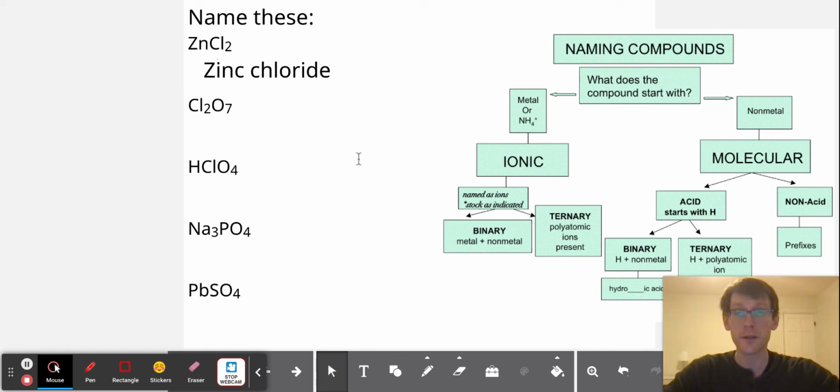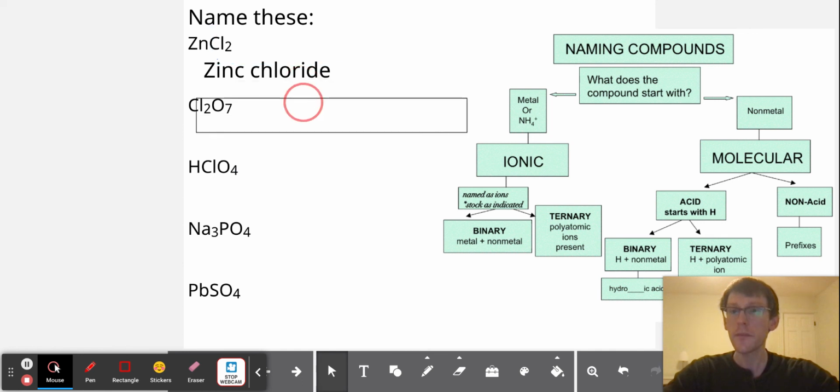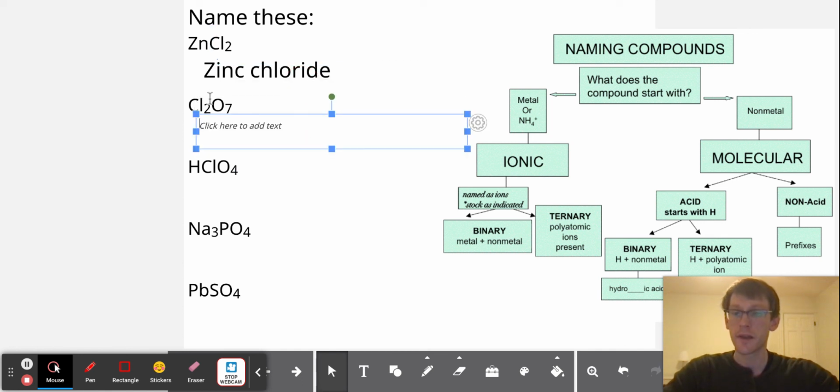Next, we have Cl2O7. And so because the compound starts with a nonmetal, chlorine, we know it's a molecular compound. And because it doesn't start with an H, we know it's not an acid. So we're going to have to use the prefix system. And the prefix for 2 is di. So we will say this is dichlorine. And the prefix for 7 is hepta. So we say dichlorine heptaoxide.